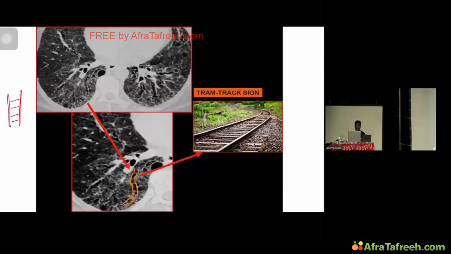Okay, where will you get the feline esophagus? Eosinophilic esophagitis. Okay, so these are a few named signs, right?